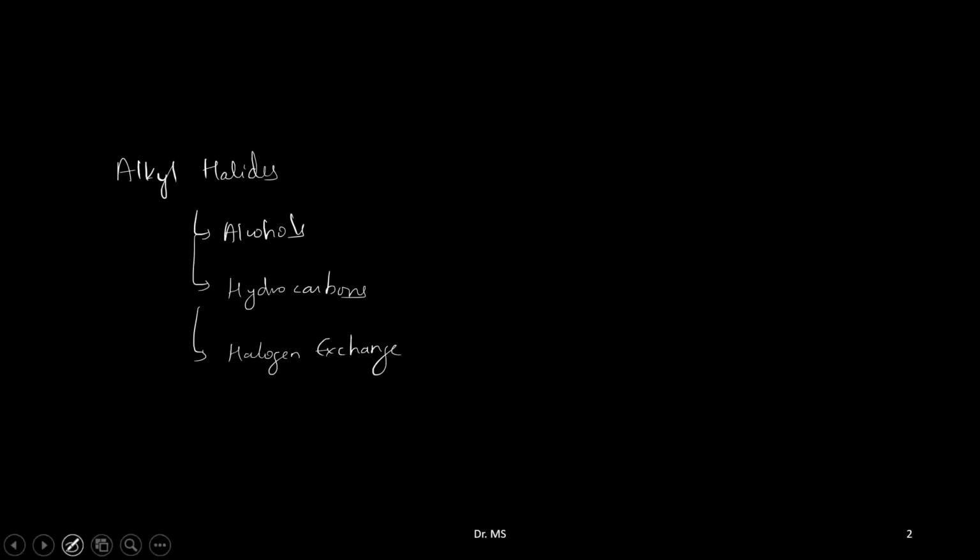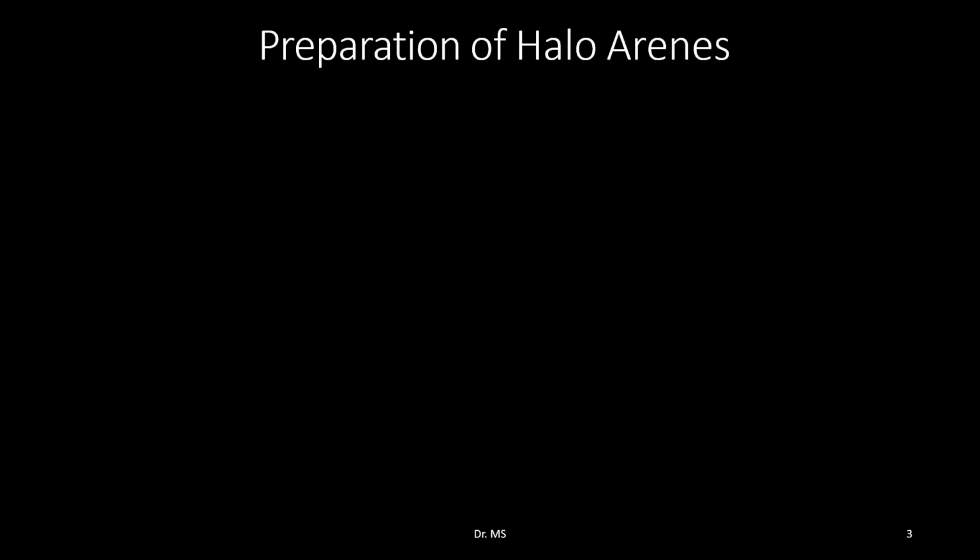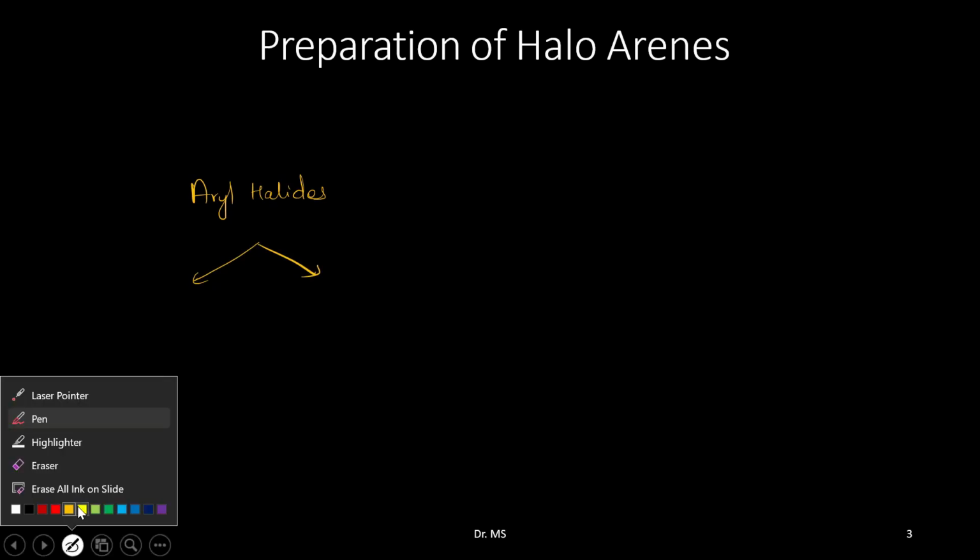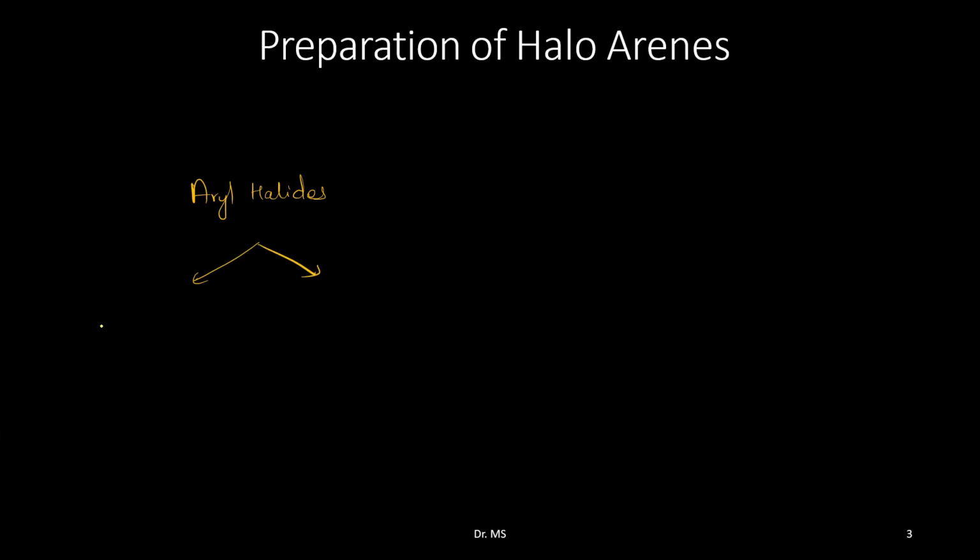So today what we'll do is, if you see here, we have discussed the alkyl halides, but we haven't discussed the aryl halides. So we'll see how to prepare the aryl halides, the preparation of the haloarenes or aryl halides. You can do this in two ways. One is through halogenation of arenes, like how we did halogenation of alkanes or alkenes. The same way here we'll do halogenation of arenes or aromatic compounds. So that's one way. And the other is through the diazonium salts.